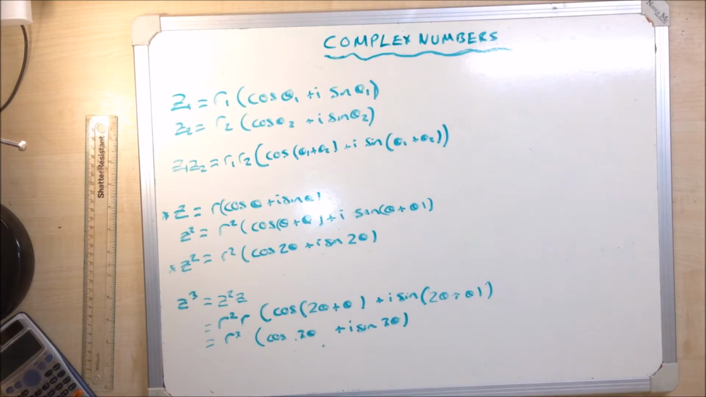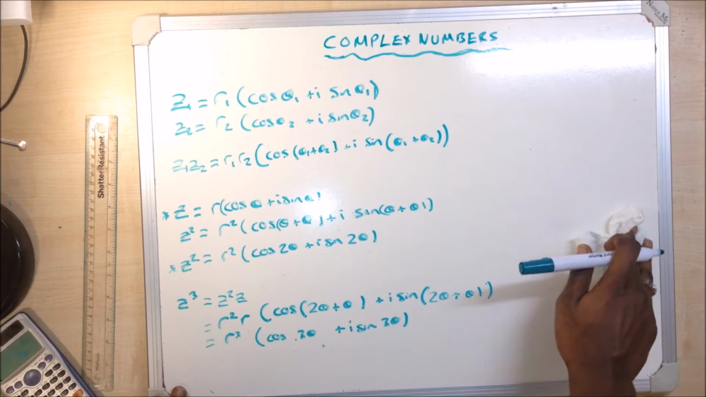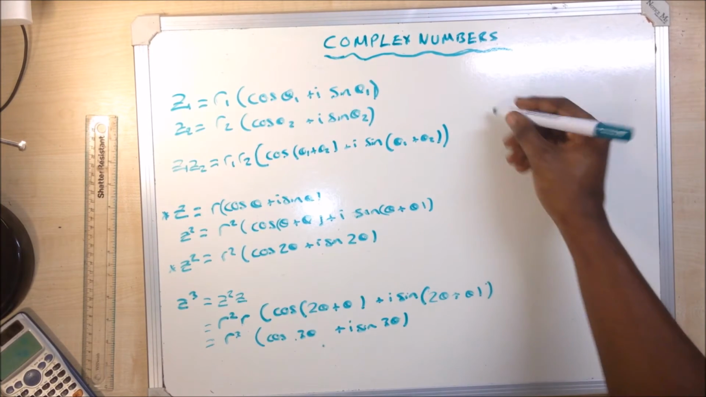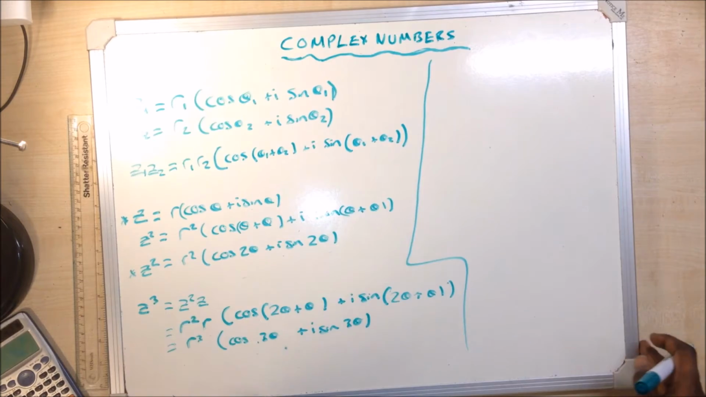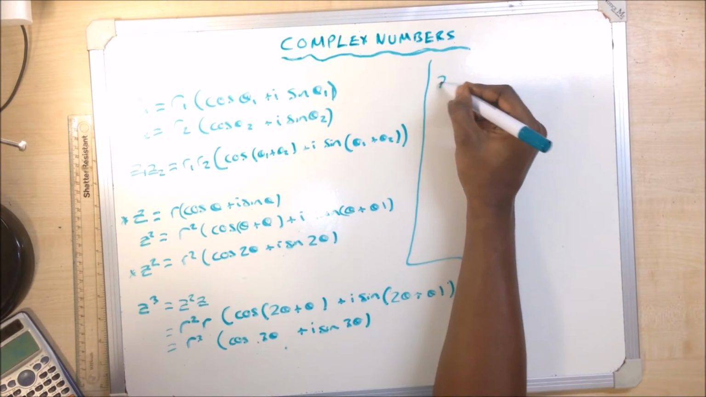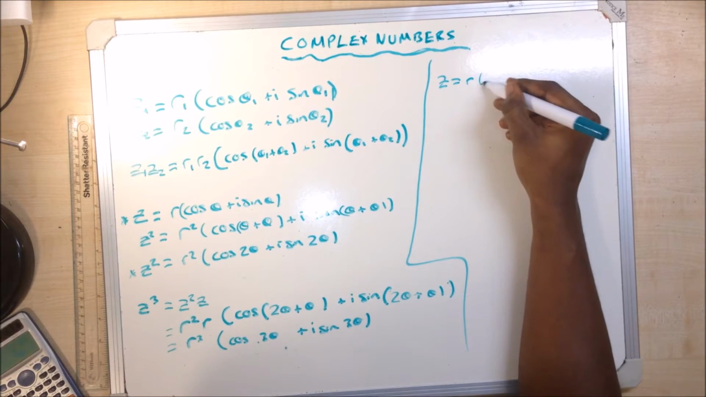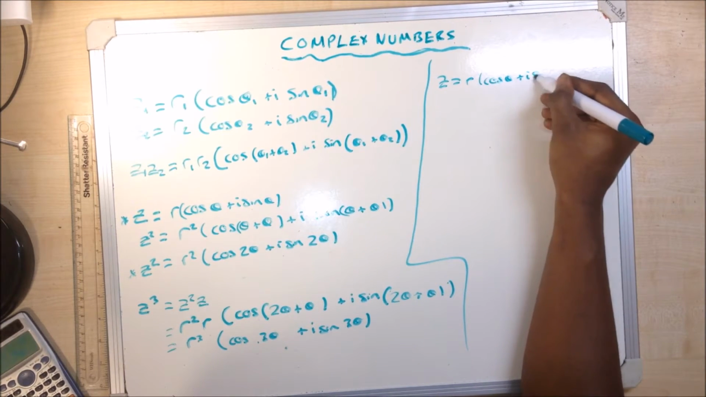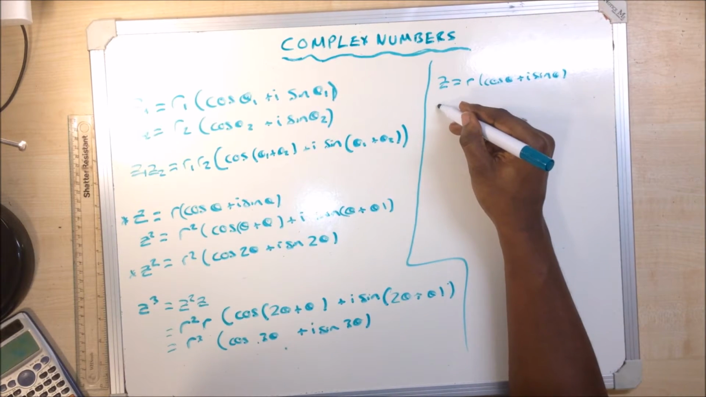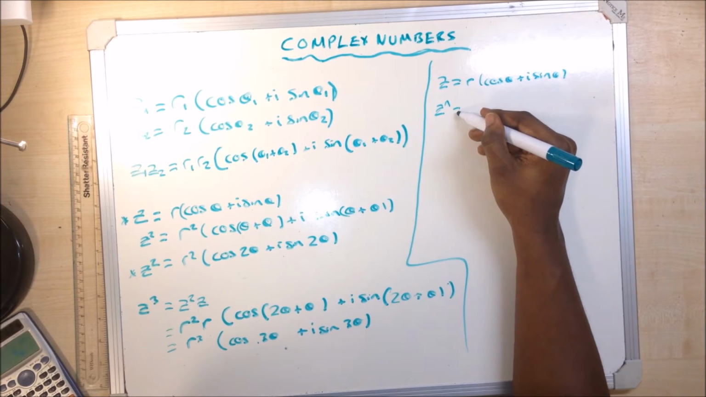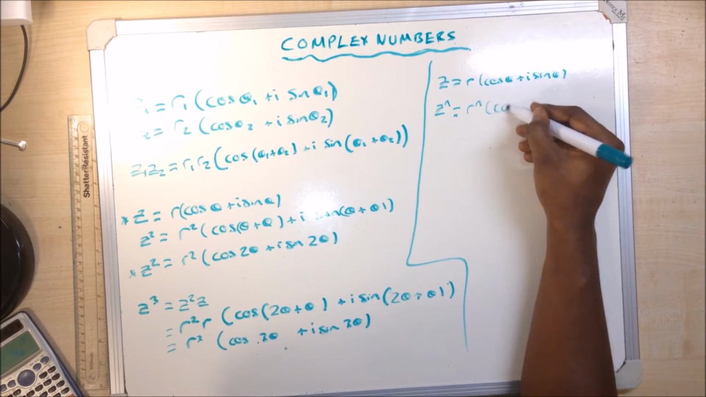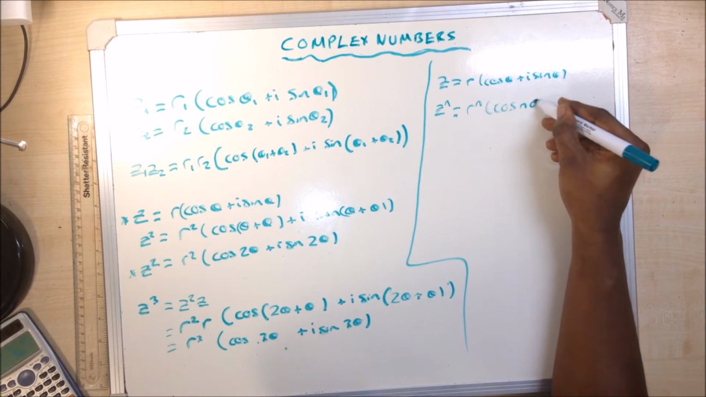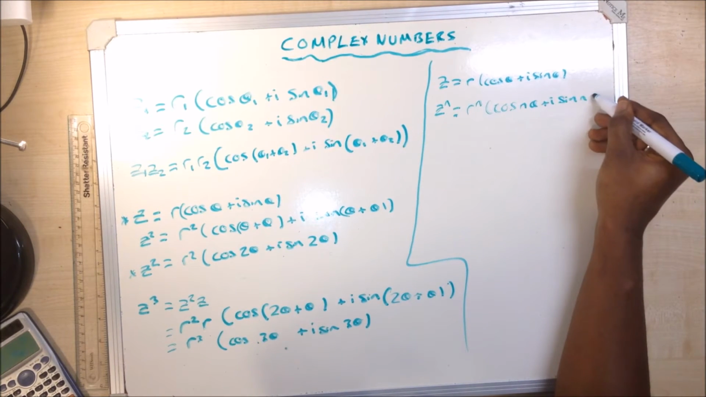Well, if we were to use De Moivre's theorem, now De Moivre's theorem says that if z equals r(cos theta plus i sin theta), then z to the power of n is the same as r to the power of n, bracket cos n theta plus i sin n theta.